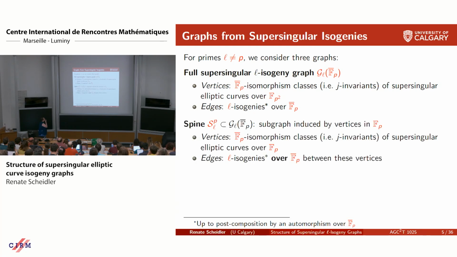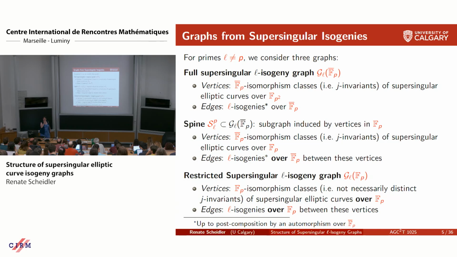And now, what is the spine? The spine is the subgraph induced by all the vertices whose j-invariants belong to Fp. So this is a subgraph. The vertices are still Fp-bar isomorphism classes, but they are represented by all the j-invariants that are now in Fp. All the ones from Fp squared we don't consider, and then the edges are L-isogenies between these vertices. So that's clearly a subgraph, induced by the vertices belonging to Fp.